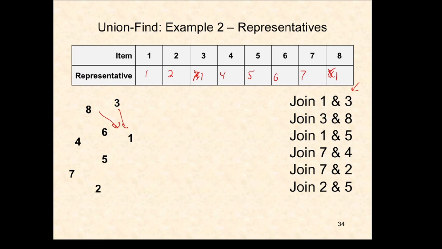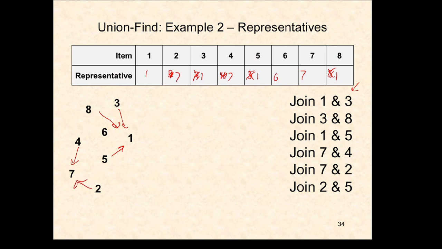Okay, I want to join 1 and 5. 1 says 1, 5 says 5. They have different representatives. 5 can be changed to say my representative is now 1. Okay, what about 7 and 4? 4 says 4, 7 says 7. They have different representatives. Therefore, the second one, 4, can say my representative is now 7. Okay, can I join 7 and 2? 7 says 7, 2 says 2. 2 can change its representative to be 7.